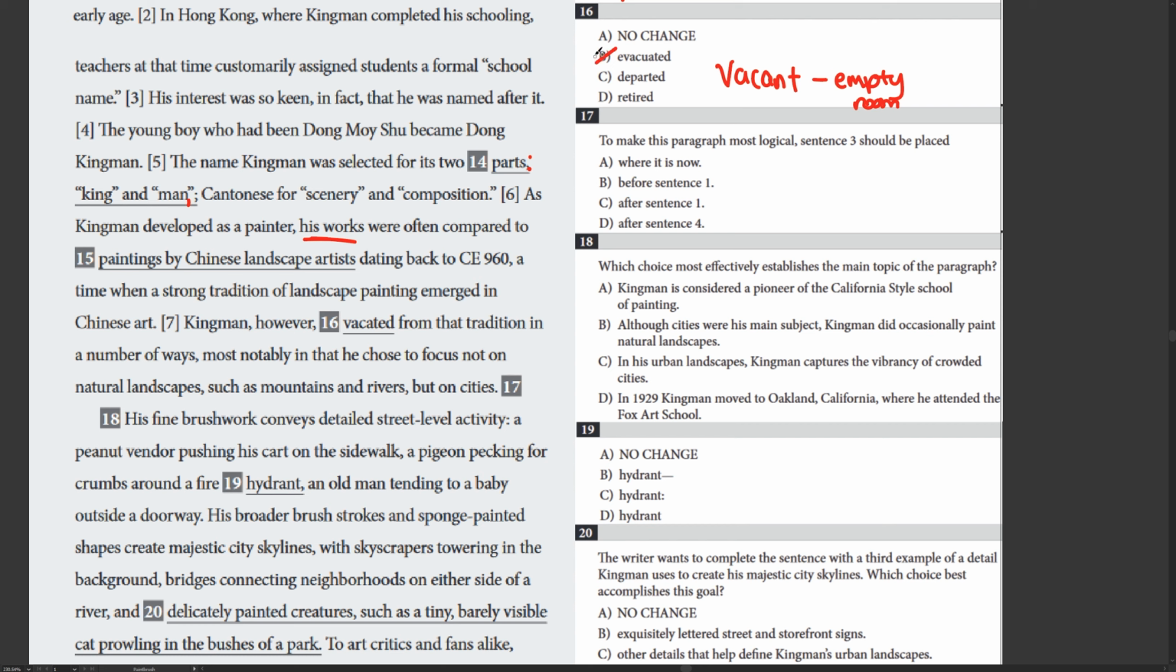So in that case, B is wrong, vacant's wrong also, because he's sort of divergent from what all the other people are doing. So departed would be the right word. And retired, you could just think of like 60-year-olds retiring from their job. So in that case, he's not really leaving anything, he's just going on a different path.